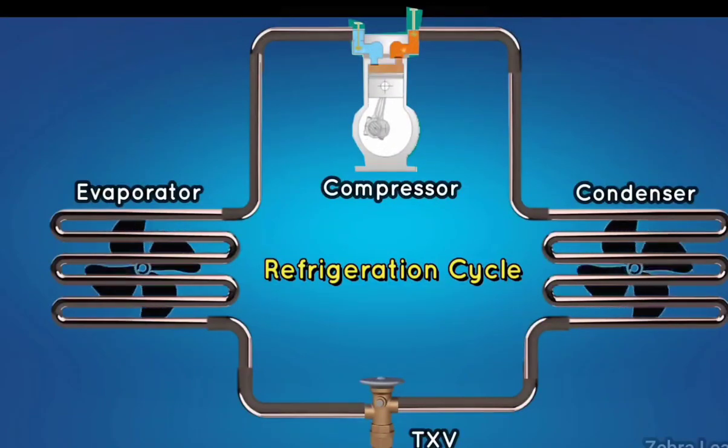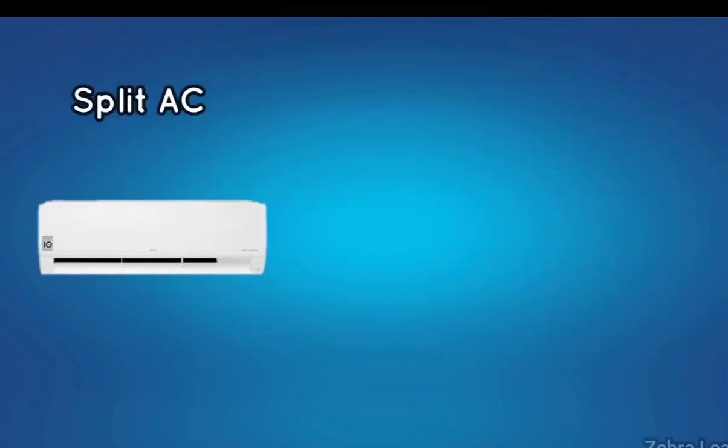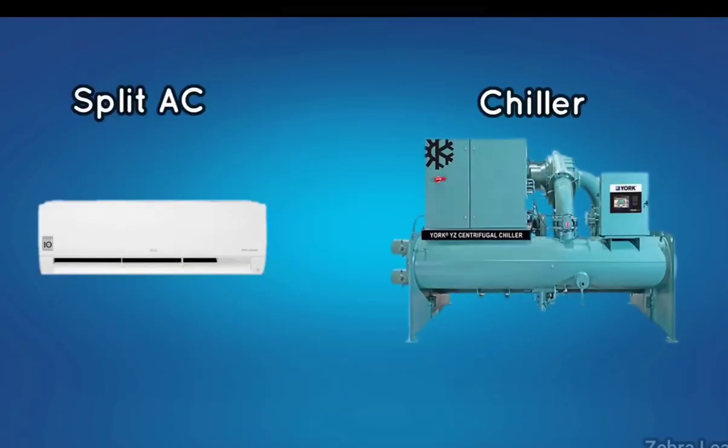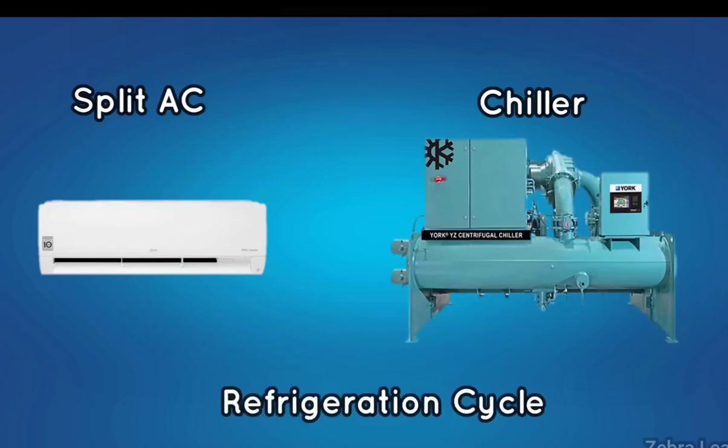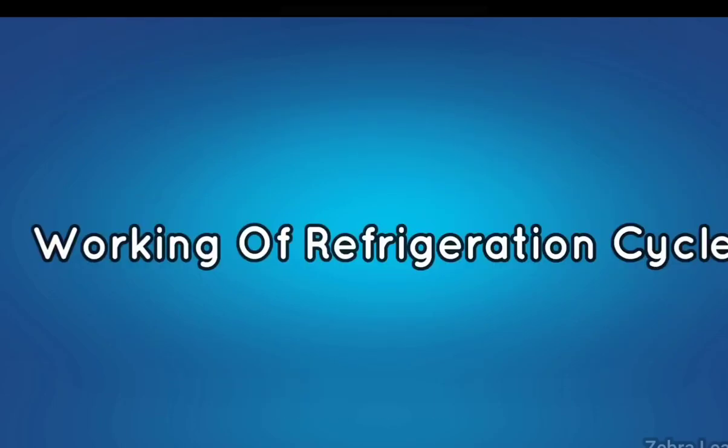There are many types of AC in HVAC. But any AC works based on this refrigeration cycle. From a small 1-ton AC to a big chiller, its basis is this refrigeration cycle. Now, let's clearly understand how it works.